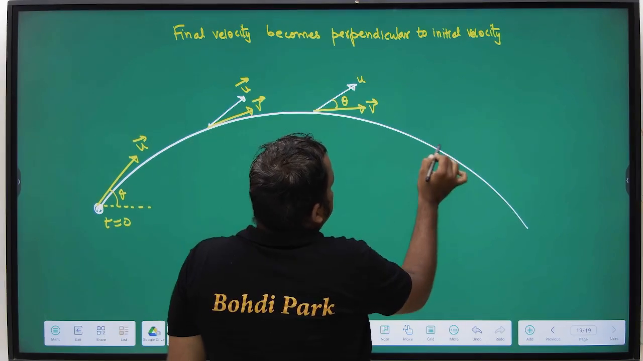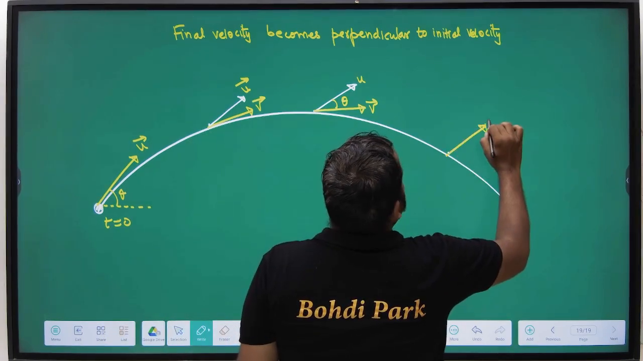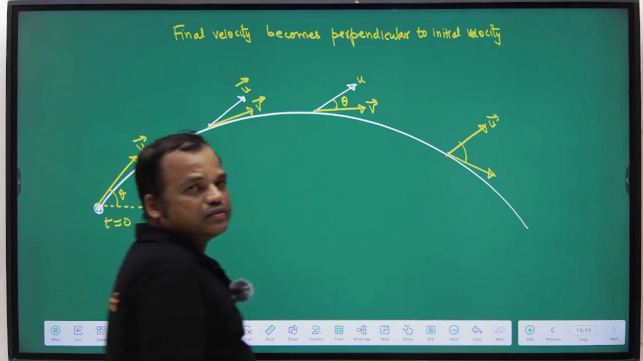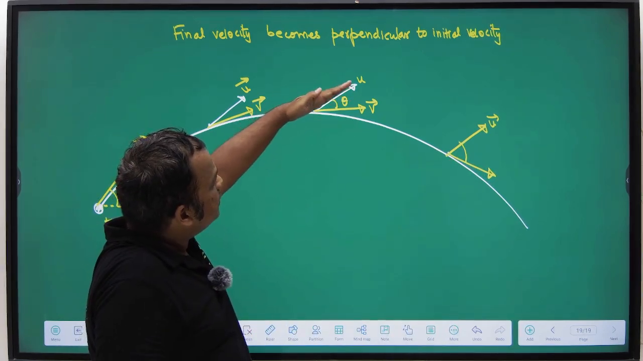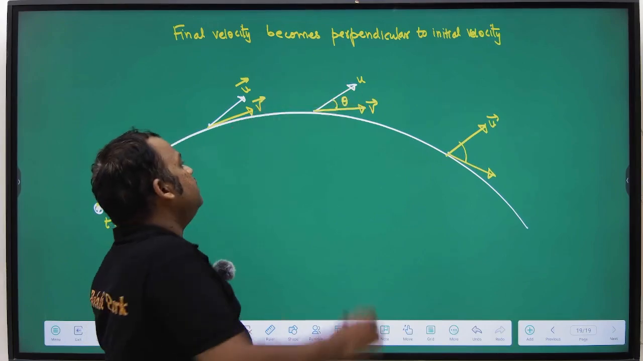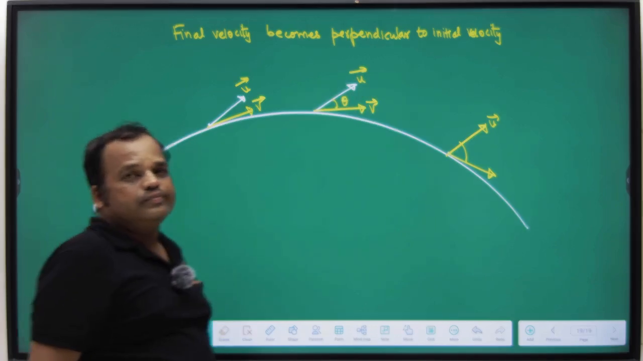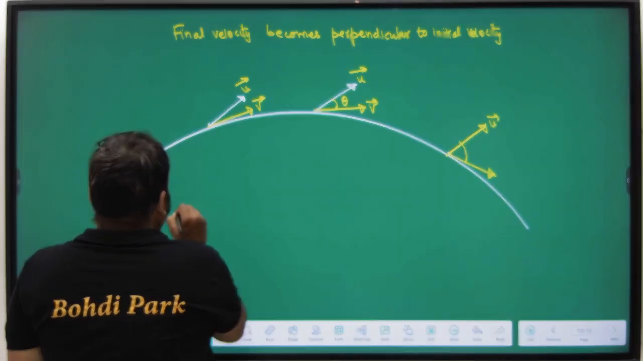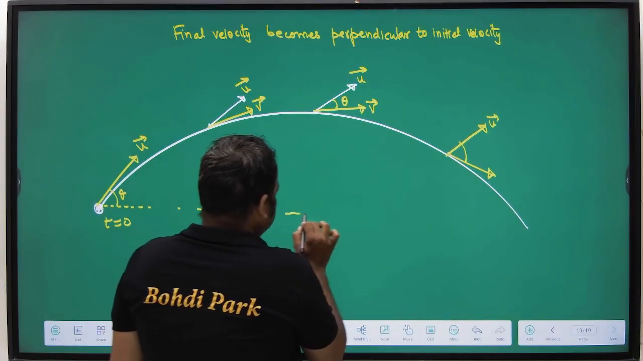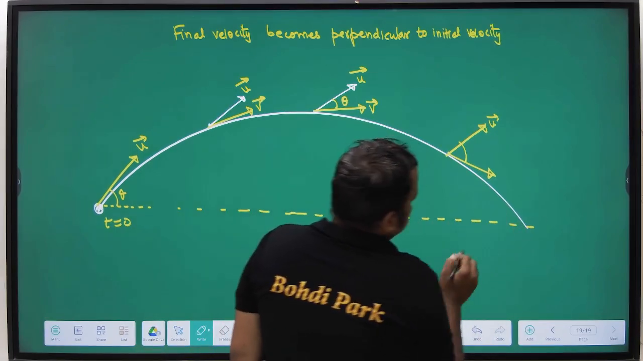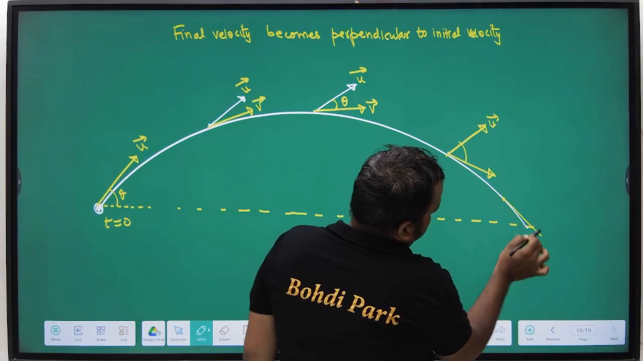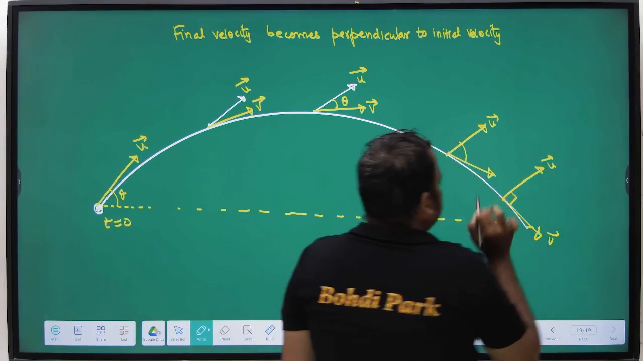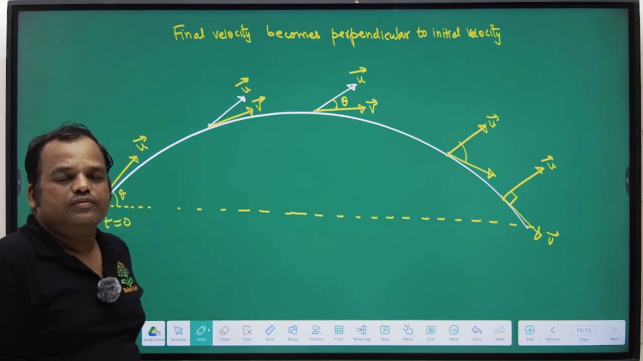Now during descent, between the initial velocity vector and the final velocity vector, the angle is more than theta. You are observing that the angle between initial velocity and final velocity is increasing, and at some time the two velocities will become perpendicular to each other. Maybe at this point somewhere, this is the final velocity and this is the initial velocity. They are at 90 degrees to each other, they are perpendicular.